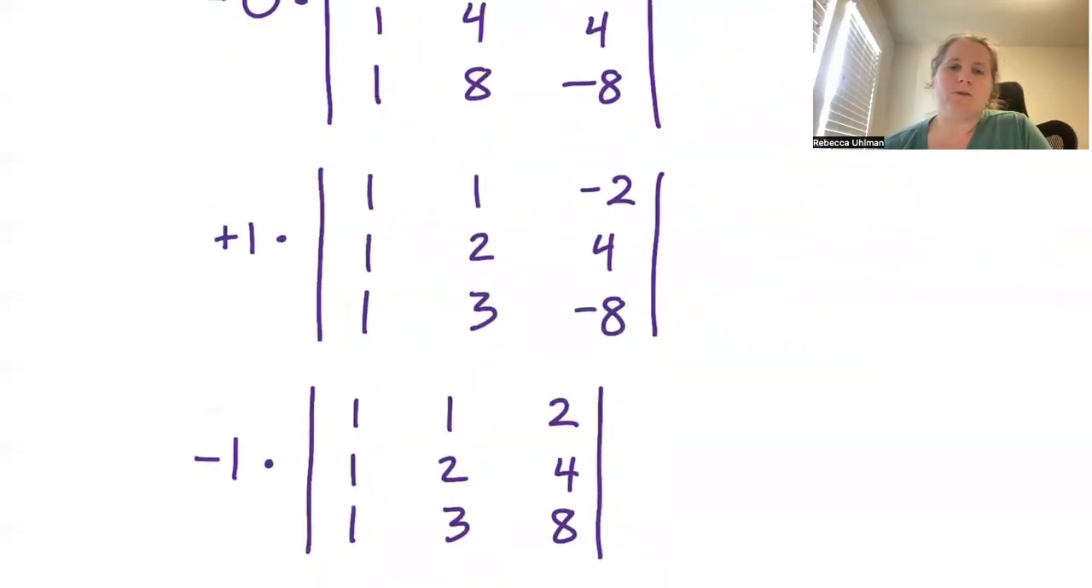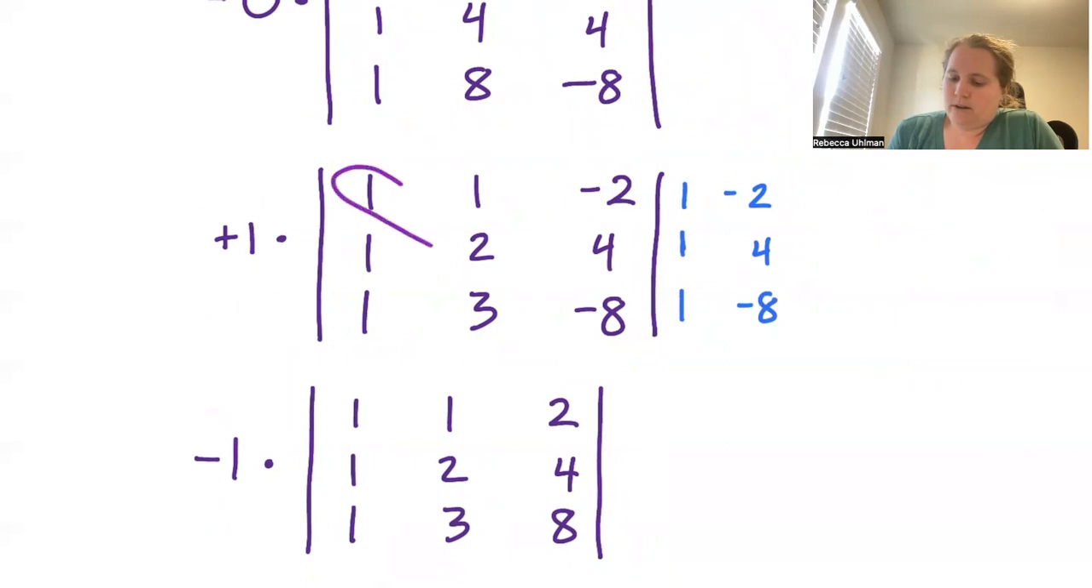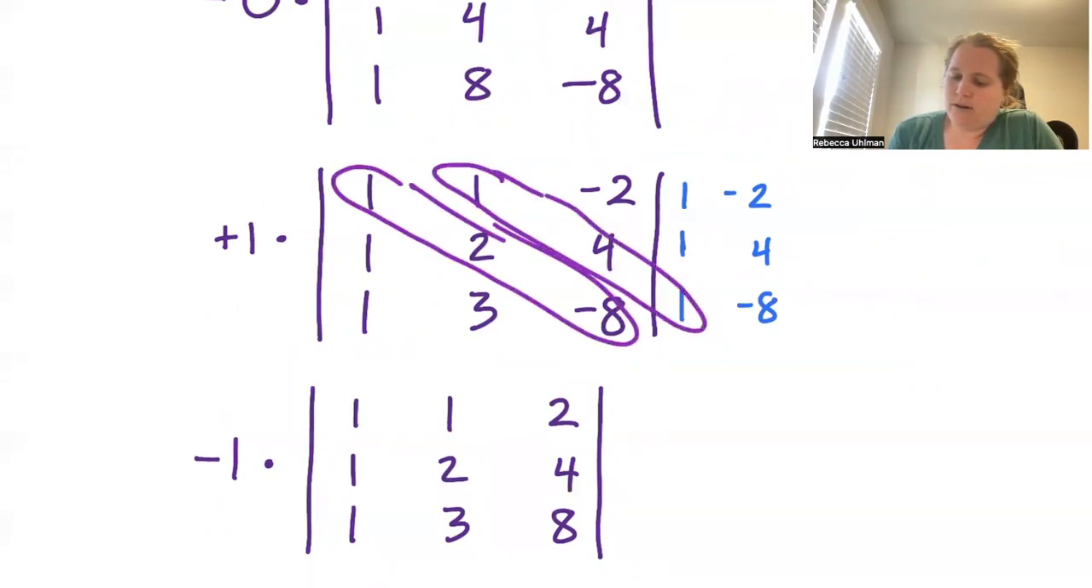Then 1, 1, 1, 1, 2, 3, and negative 2, 4, negative 8. Again, copying the first two columns to the right, we have 1, 1, 1, and negative 2, 4, negative 8. Our forwards diagonals, we add them on. Our backwards diagonals, we subtract off.